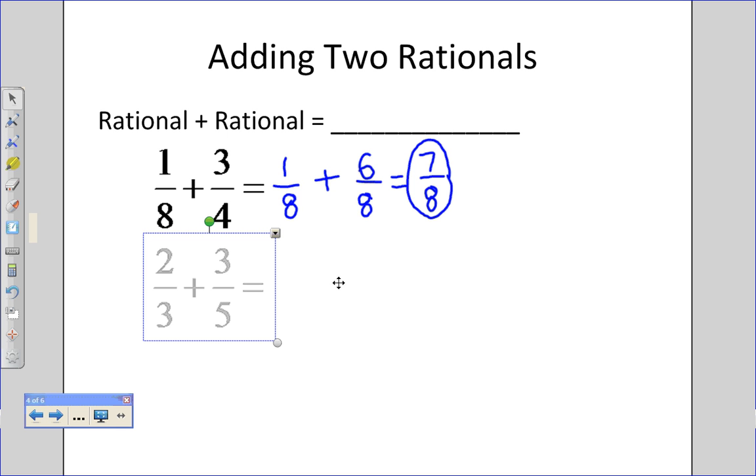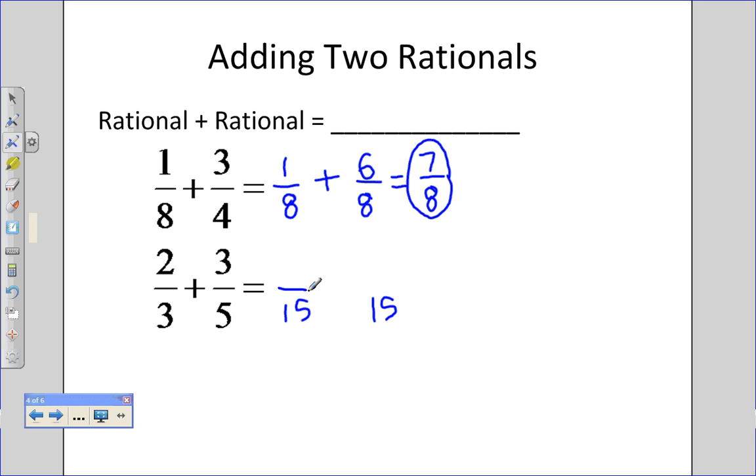Another example of a rational plus rational is two more fractions that you can add together. Here we have 2/3 plus 3/5. Since the denominators are 3 and 5, our common denominator will be 15. 3 times 5 is 15, so 2 times 5 is going to be 10. 5 times 3 is 15, so 3 times 3 is 9. And when we add those numerators, we get 19/15. That's the same thing as 1 and 4/15.